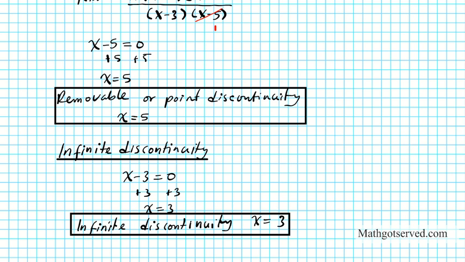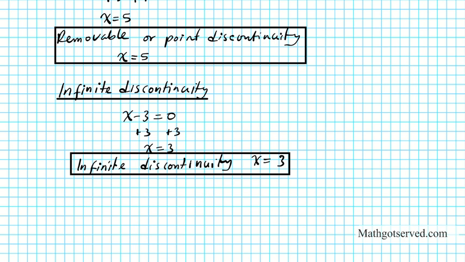All right, now we're going to go ahead and find the vertical asymptote. So let's write that down. Vertical asymptote. Okay.